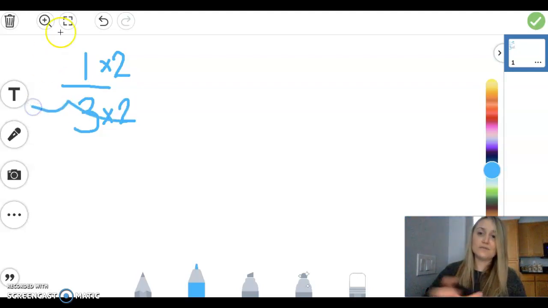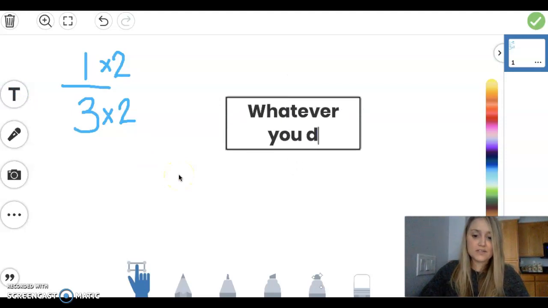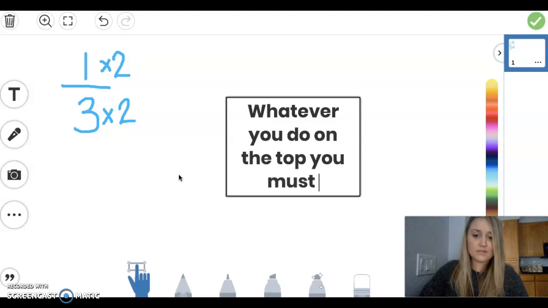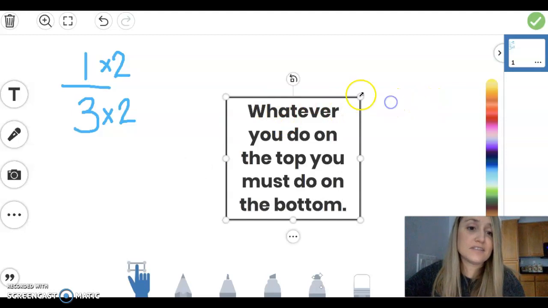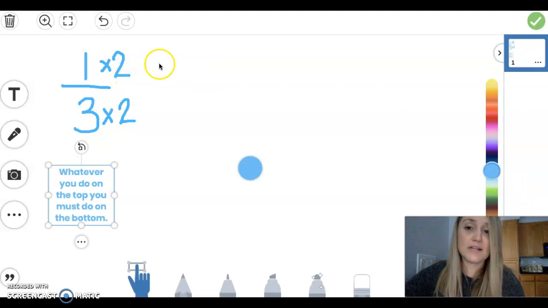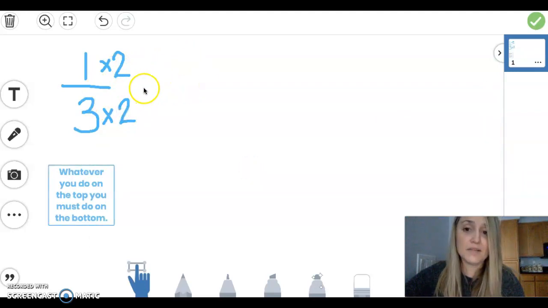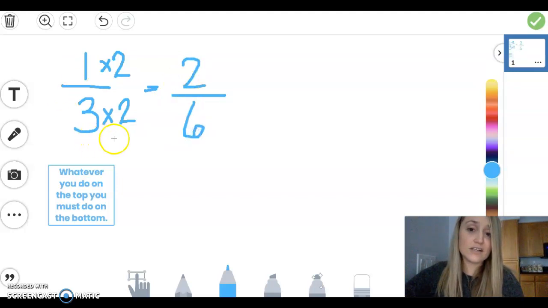Whatever you do on the top, you must do on the bottom, okay? So that is a big rule here. Whatever you do on the top, you must do on the bottom, and that goes the same vice versa. So if I'm going to make an equivalent fraction and I'm going to multiply by 2 on top, then I must do it on the bottom. So if I were to multiply these out, I would get 2/6. So 1/3 is also the same as 2/6.